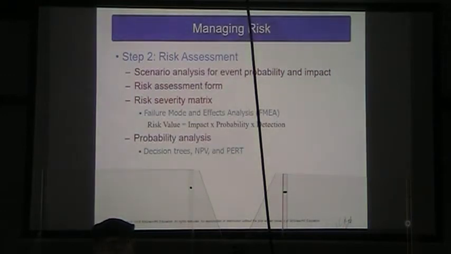All right, so we get to step 2, which is our risk assessment. So this is a scenario analysis for event probability and impact. All right, so step 1, risk identification, we may have thrown all kinds of wild stuff into our risk identification. This is where we look at it and we say, is this a probable event and what would be the impact if this event happened.